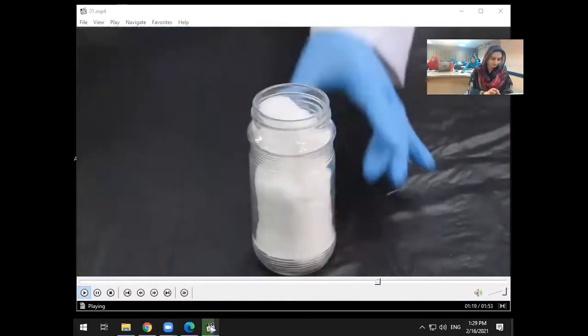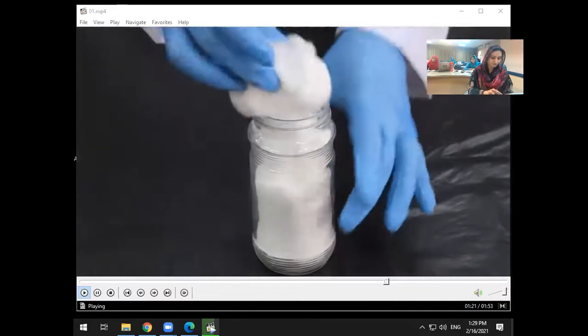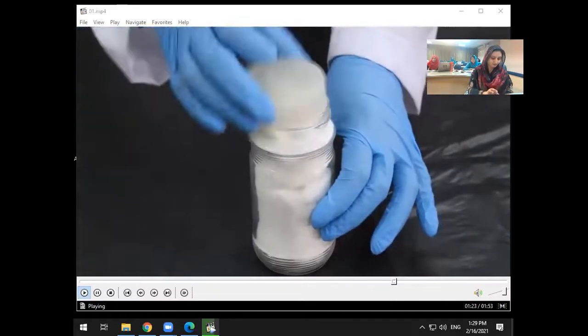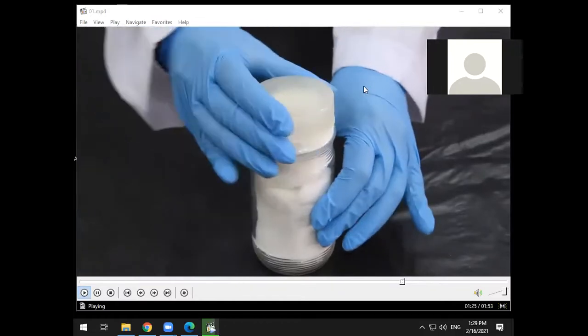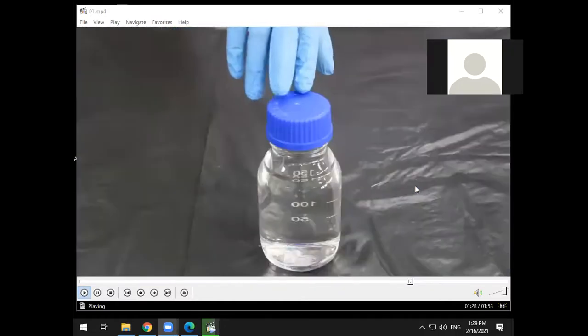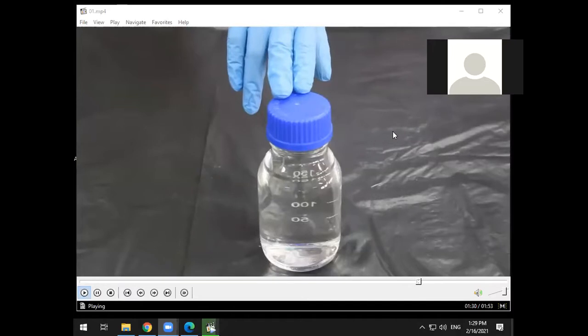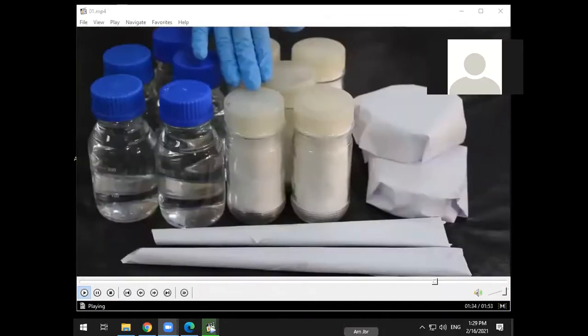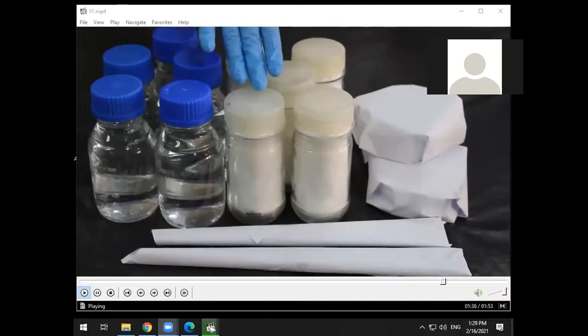Put cotton in the jars, which will be used to clean the laminar flow hood. Fill the bottles with deionized water, which will be used to sterilize explants. These things are now ready to autoclave and will be used for the tissue culture experiment later on.